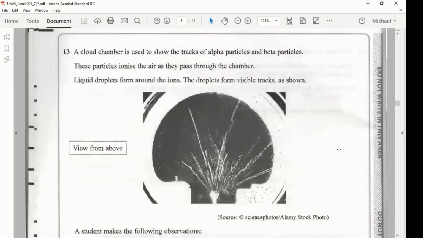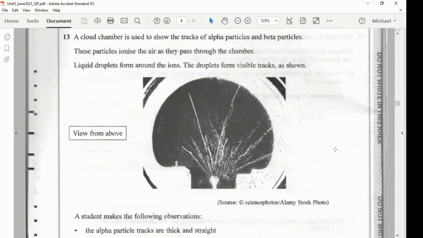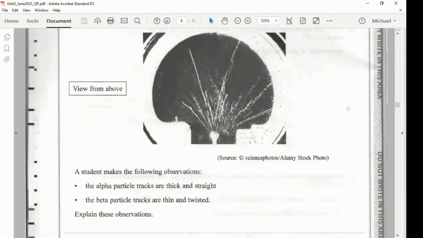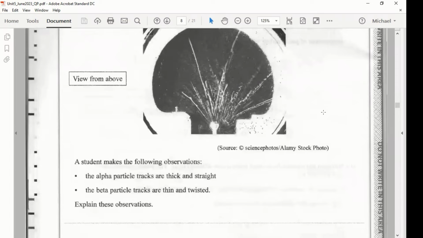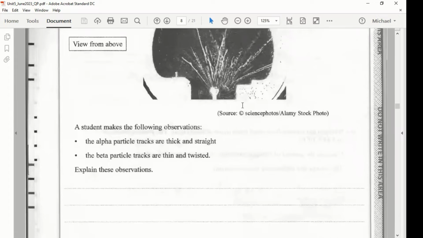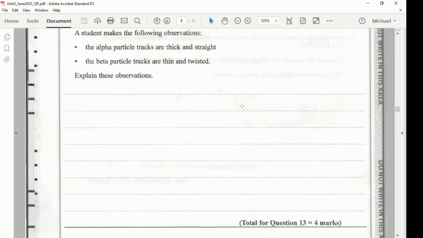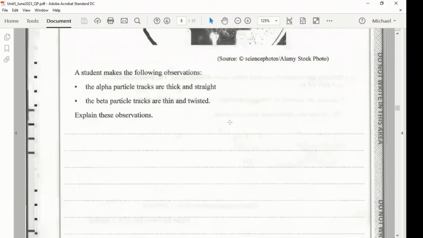Question 13, a cloud chamber is used to show the tracks of alpha particles and beta particles. These particles ionize the air as they pass through the chamber. Liquid droplets form around the ions. The droplets form visible tracks as shown, and the student makes the following observations. The alpha particle tracks are thick and straight. The beta particle tracks are thin and twisted. Explain these observations. So really, I think there's 4 marks here. So I think 1 mark for each bit.